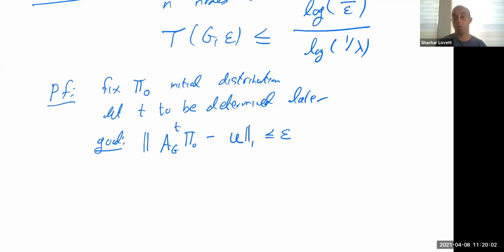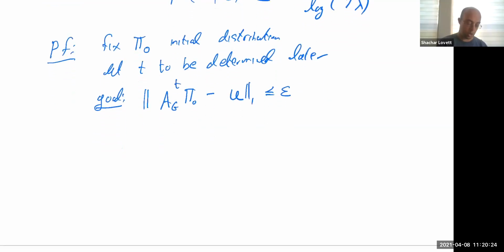But the trick will be not to directly study the L1 distance. Instead, we're going to study the L2 distance, because L2 behaves much nicer with linear algebra. So we're working in an inner product space, and only at the very end are we going to convert from L2 guarantees to L1 guarantees. Okay, so that's the main trick. Initially, we're going to prove bounds in L2 and then convert to L1.